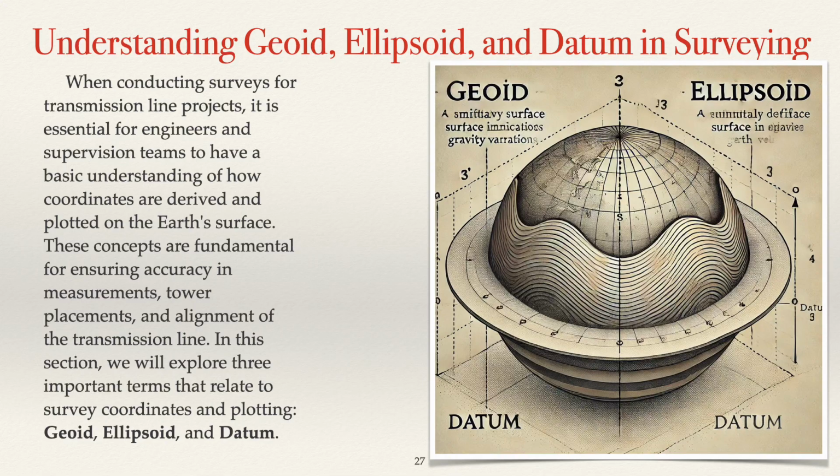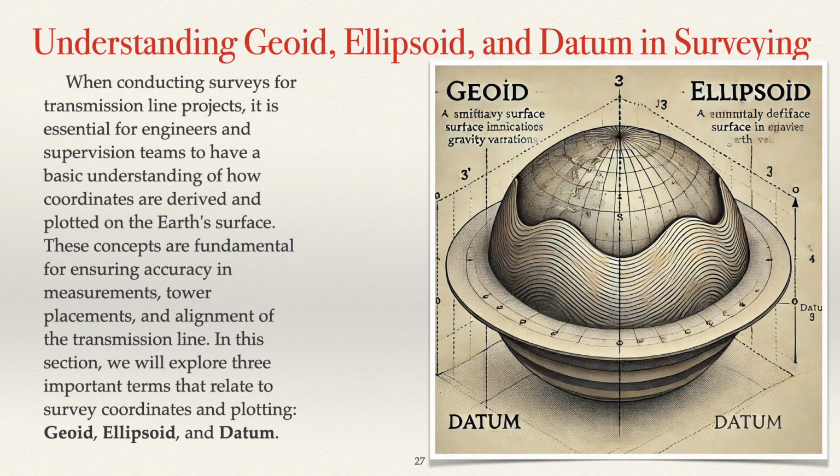Understanding geoid, ellipsoid, and datum in surveying. When conducting surveys for transmission line projects, it is essential for engineers and supervision teams to have a basic understanding of how coordinates are derived and plotted on the Earth's surface. These concepts are fundamental for ensuring accuracy in measurements, tower placements, and alignment of the transmission line.